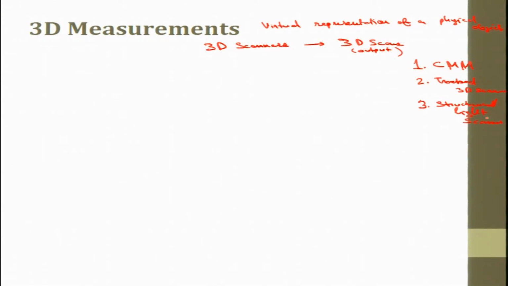So the structured light scanner projects the light, and the changes in the pattern of the light tell us the various profiles or curves of the object. So this is another way.